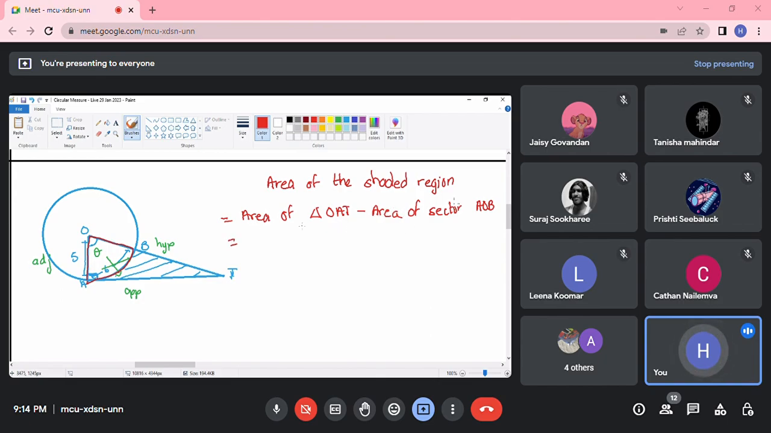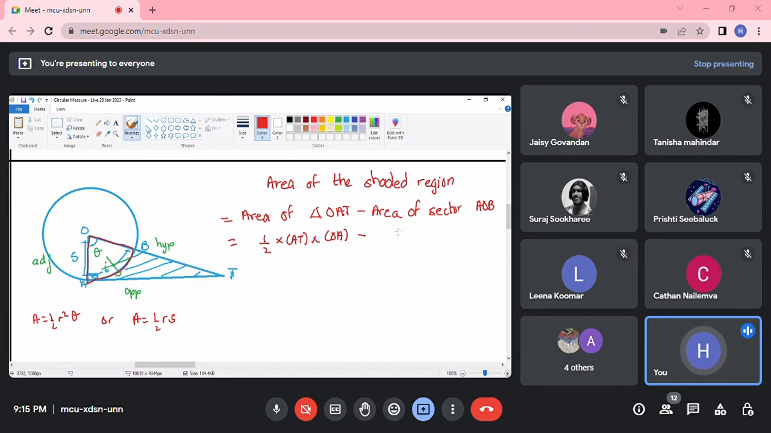Okay, so the area of triangle OAT, we know that it's half base times height. The base is AT, and the height of the triangle is OA, minus the area of the sector. Now, how do we find the area of the sector? You can either use A is equal to half R squared theta or A is equal to half RS, because we already know the value of R, the value of S, that is AB is equal to 6, and the value of theta. So you can use any formula. So here let me use, for example, half RS.